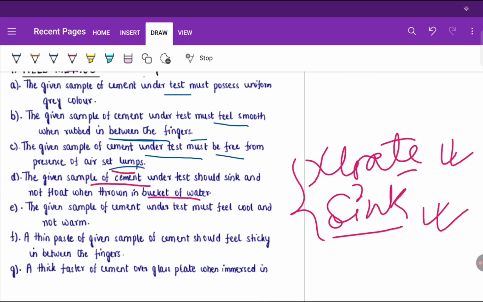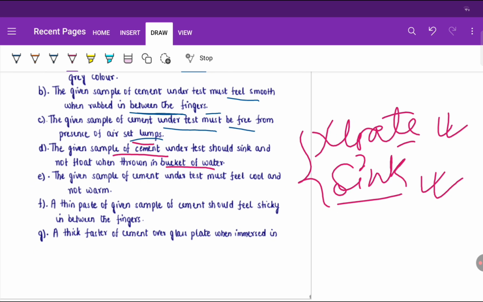The given sample of cement under test must feel cool and not warm. And the next one is that a thin paste of a given sample of cement should feel sticky between the fingers. If you take a thin paste of the given sample, a little water mixed with cement, then it should feel sticky, right?